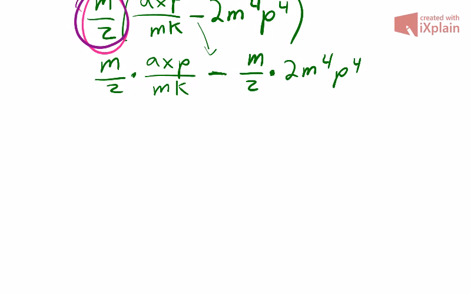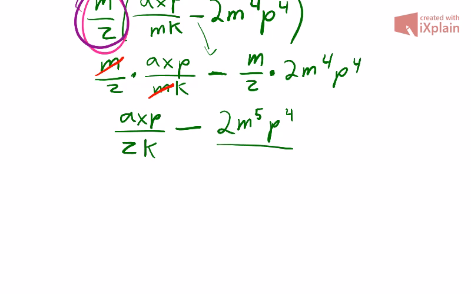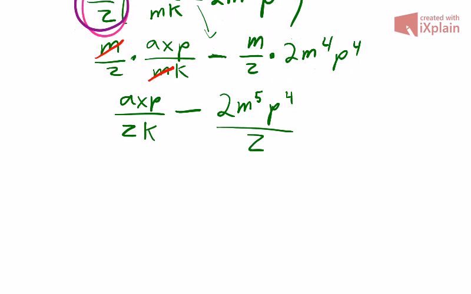So continuing through this, we're going to do this multiplication. We have an m on top and an m on bottom. Luckily, those are just going to cancel out. So what we end up with is axp over zk minus, then we're going to have m times m to the fourth is going to give us m to the fifth, times 2, we like putting the coefficients in front, times p to the fourth, divided by z. We have our z right there. It's the only thing on the bottom. It stays on the bottom. And that's going to be our answer to that problem.